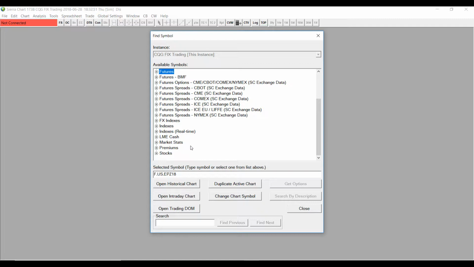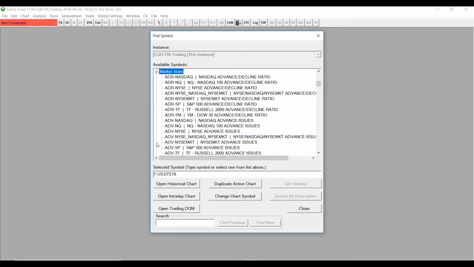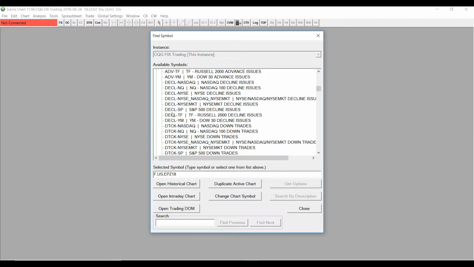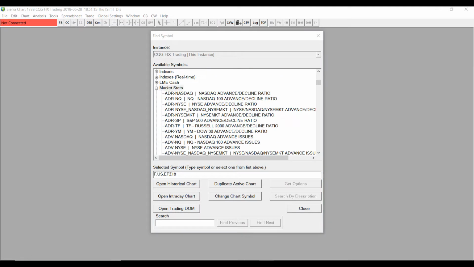You'll find some of these charts in the market stats section. This is where I'll begin to annotate what exactly these prefixes mean, such as ADR, ADV, DECL, and much more. So now that we have that out of the way, I'm going to continue to the market stats section and break down each symbol here piece by piece.